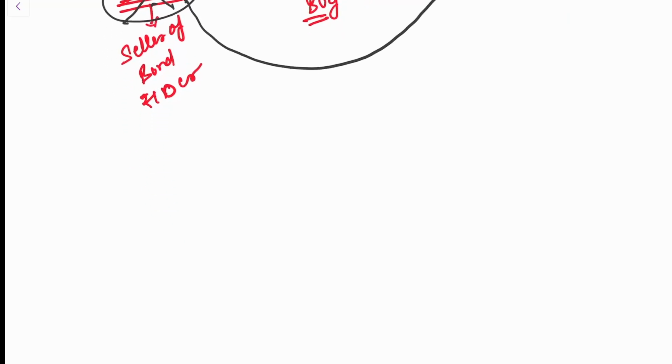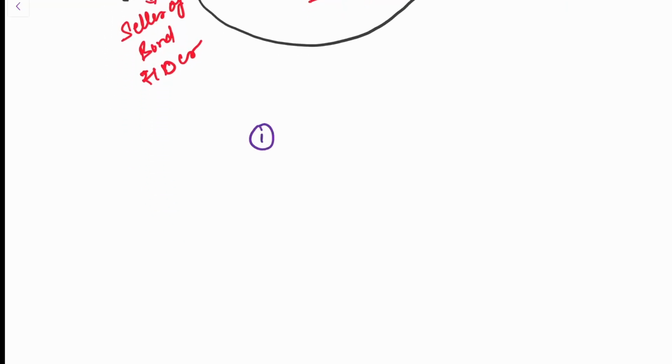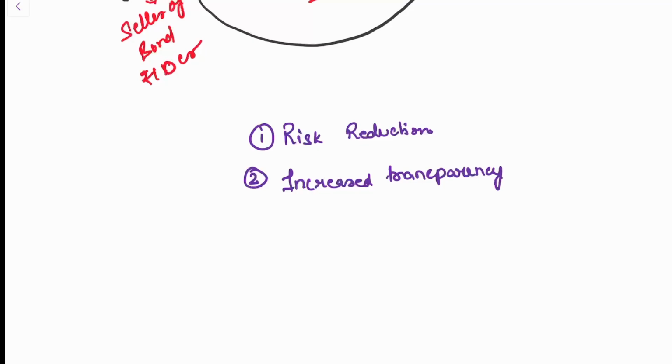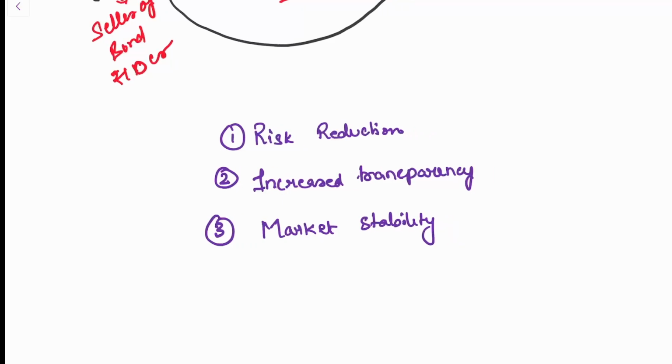Clear? So one thing we understood till now, the benefits of the CCP. Number one is risk reduction. Clear? Second is increased transparency. And third point is market stability. Clear? Risk reduction. How come? Because there is no direct exposure between the two parties. Who comes in between? Counterparty.